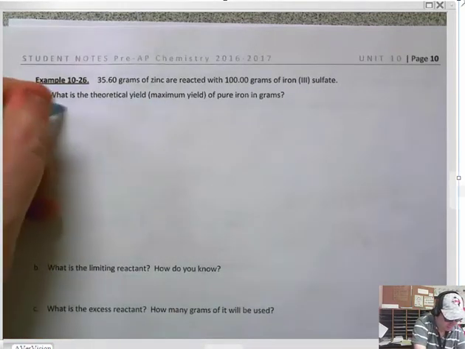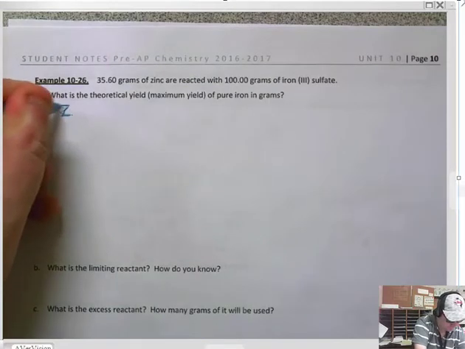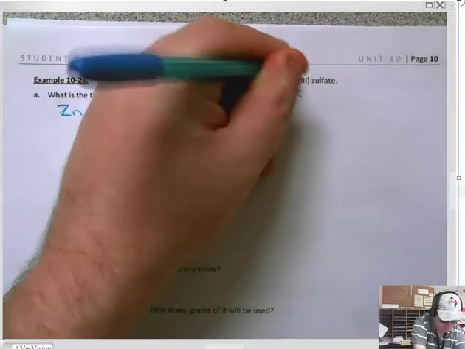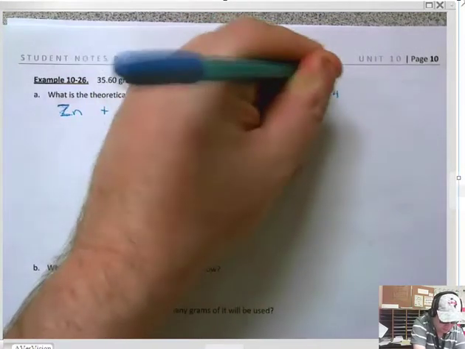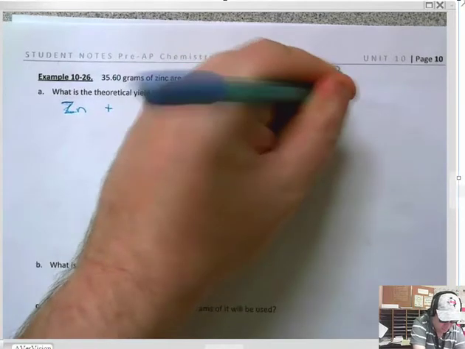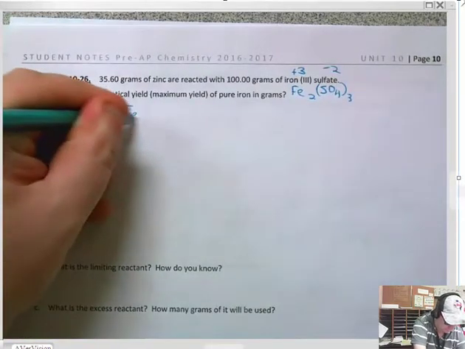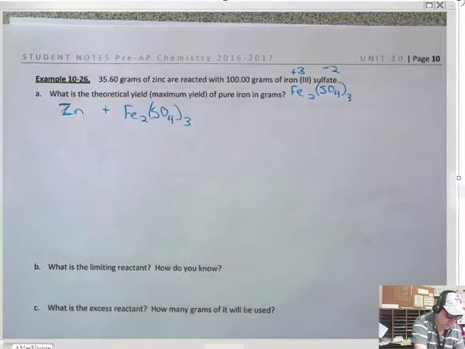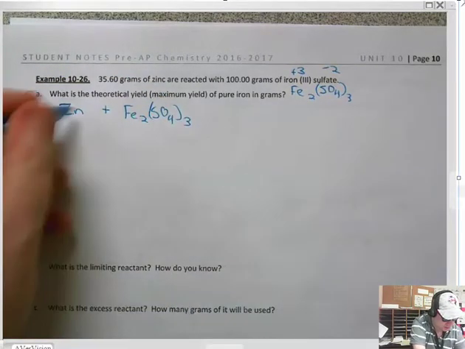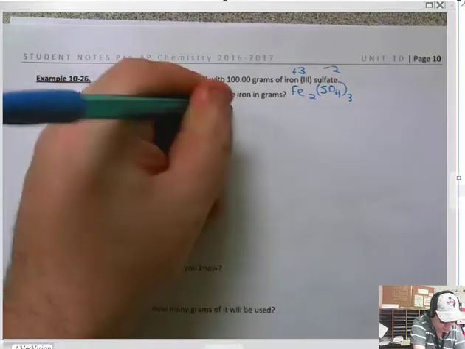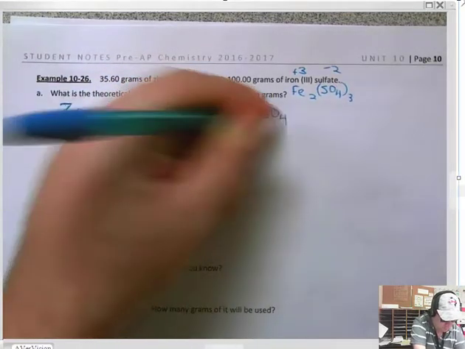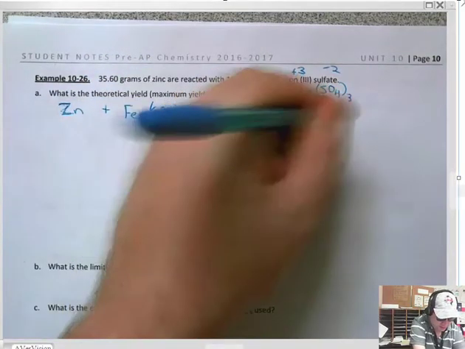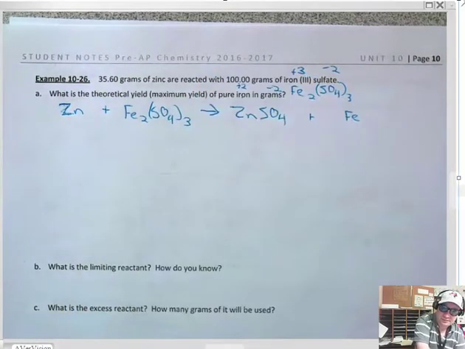So we have zinc reacts with iron 3 sulfate. Iron is plus 3, sulfate is SO4 minus 2, so this is Fe2(SO4)3. Since this is a single replacement reaction, we're going to have the zinc go with the sulfate. Zinc is plus 2, sulfate is minus 2, and iron is left out in the cold.